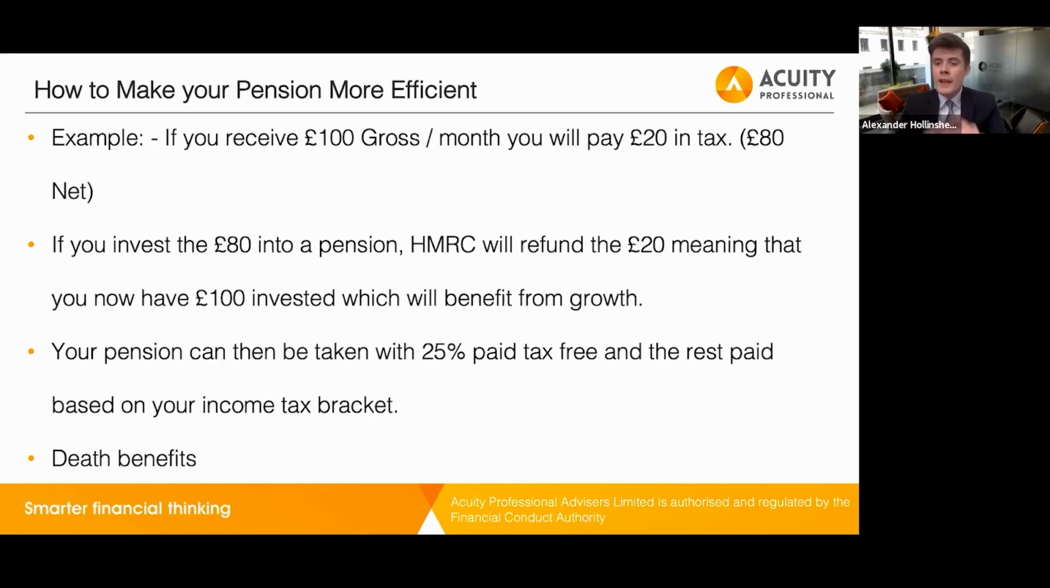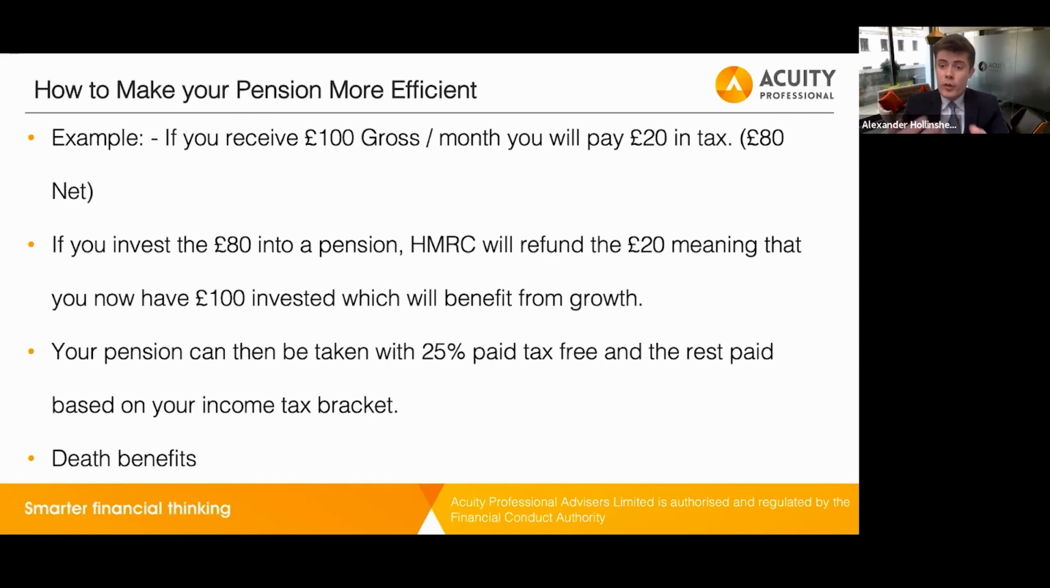So now an example with pensions, moving on from what I mentioned earlier about the government giving you the tax back. Let's say, for instance, you're paid £100 a month. As a basic rate taxpayer, you would pay 20% tax on this £100. There's £20 that would go to the government, £80 would go in your pocket. Now, if you took this £80 and put it inside your pension, the government would give you that £20 back and put that in your pension. So now, rather than having £80 invested, you've got £100 invested.